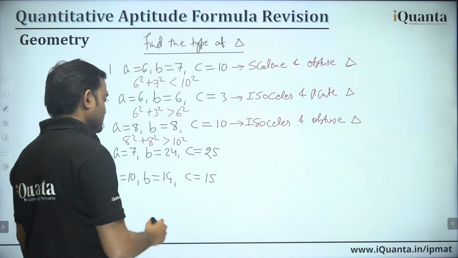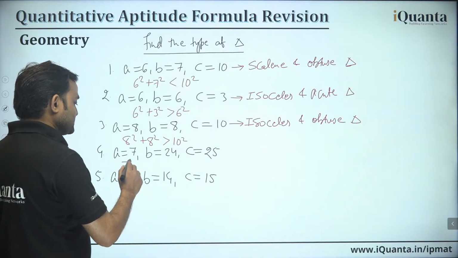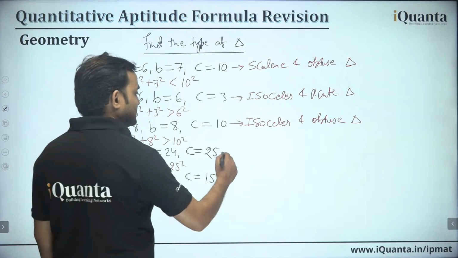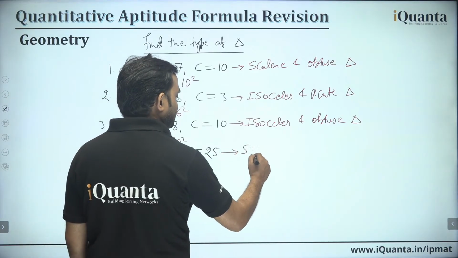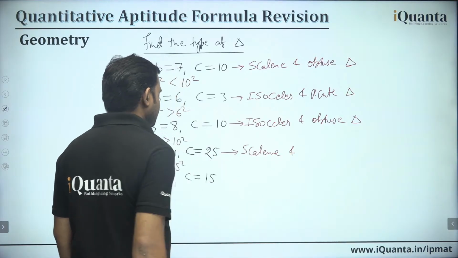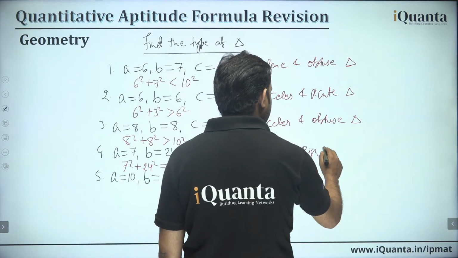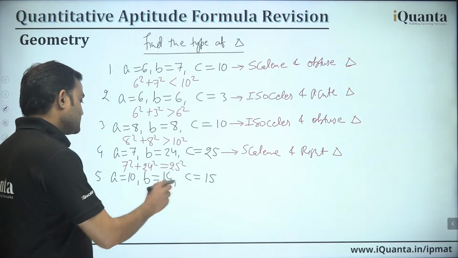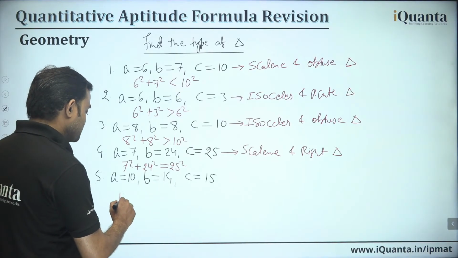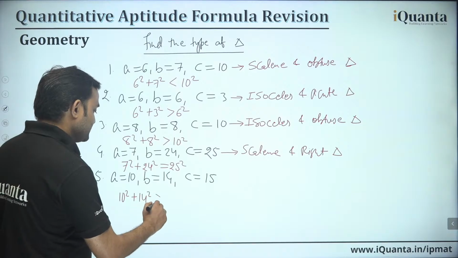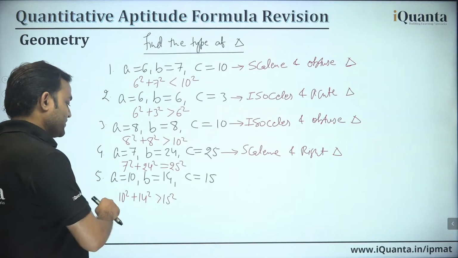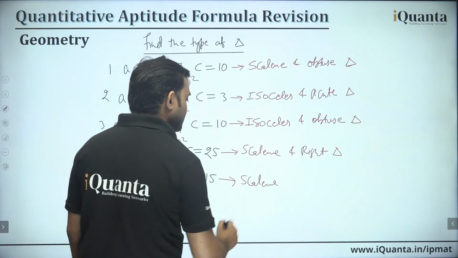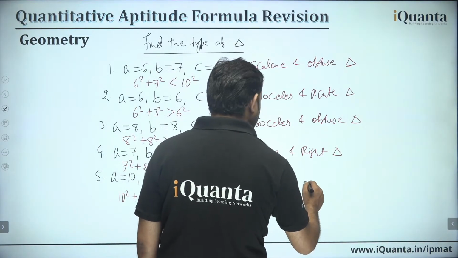Then in this case, if you check, 7 square plus 24 square is exactly 25 square. So this will be scalene, but this will be a right angle triangle. Scalene and right triangle. Then the last one, 10 square plus 14 square is greater than 15 square: 100, 196, 225. So in this triangle all sides are different. This will be scalene and this will be acute.